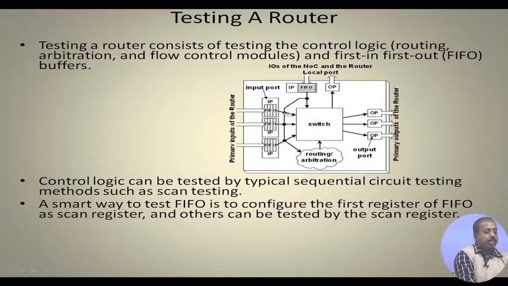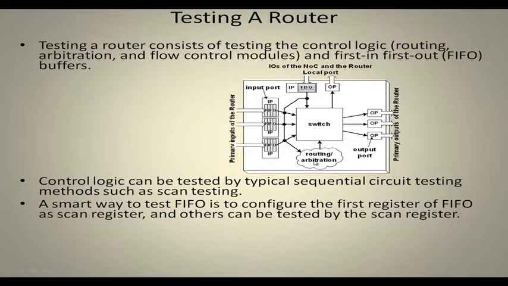So, you can understand that this FIFO, the first in first out buffer that we have, definitely has memory elements in it. So, the testing of this part should be done using the memory testing policies. Similarly, we have this switching part. The switch part is designed as a crossbar, so it is combinational logic. So, this should be combinational testing. And then there is this routing arbitration part.